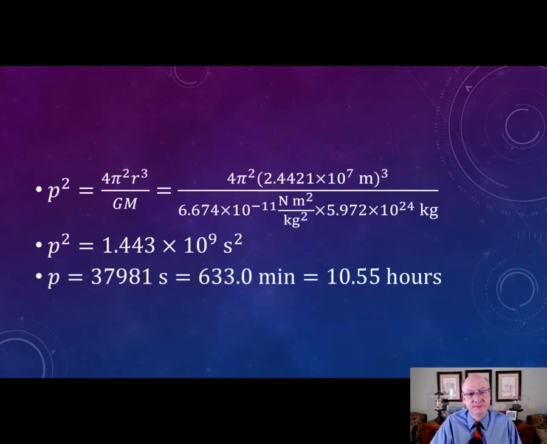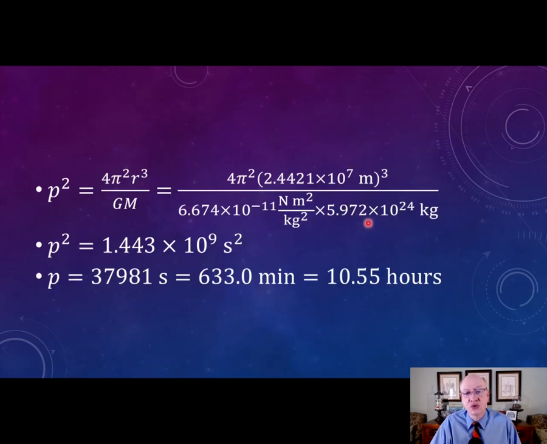So that's 24,421, so it's 24,421 times 10 to the 7th meters, right? Because that was in kilometers. So 24,421 kilometers converted to meters is 2.4421 times 10 to the 7th meters. Don't forget to cube it right there. We divide by G, 6.674 times 10 to the minus 11th, and we divide by the mass of the Earth, 5.972 times 10 to the 24 kilograms.